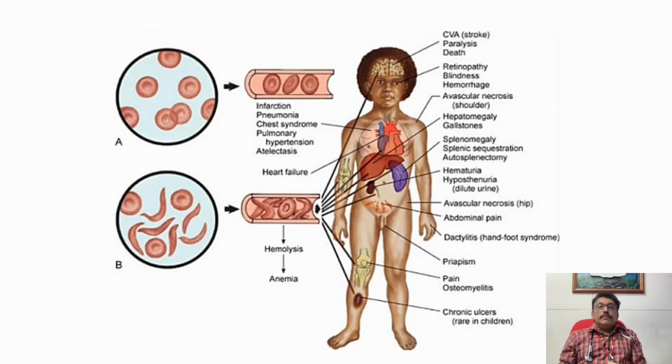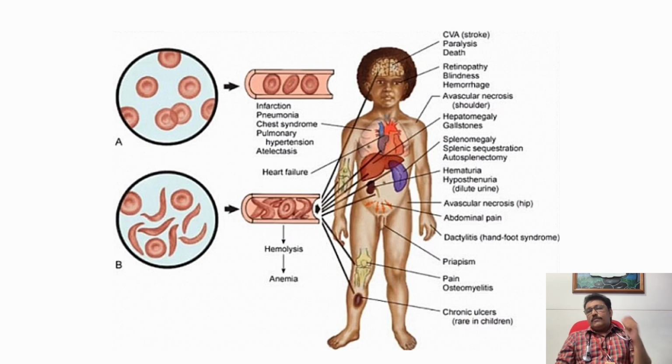You can see the problem here. Sickle cells produce infarction of the arteries, and it can produce various clinical features like CVA, retinopathy, avascular necrosis of the shoulder and other bones, pain, muscle pain, abdominal pain. All these things can be there, and these abnormal RBCs also can be destroyed. That is called hemolysis. So at the same time patient can have infarction crisis, and patient can have associated hemolysis also.